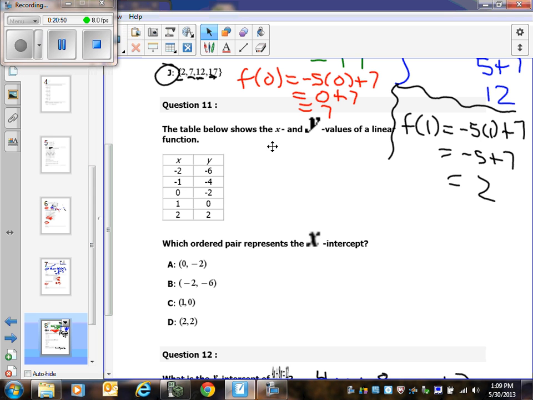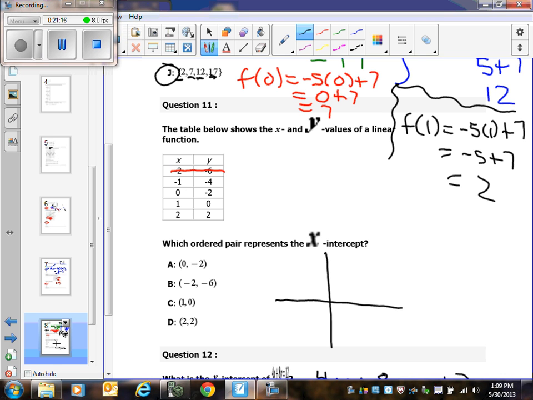How about you just take these points and just plot them? And when you plot these points, see which one ends up on the x-axis, and that will simply be your x-intercept. So, obviously here, we could eliminate some choices. It's -2, -6. And we can just make a little makeshift graph here. -2, -6 would be somewhere over here. -1, -4 would be somewhere over here, so that's not a possibility.